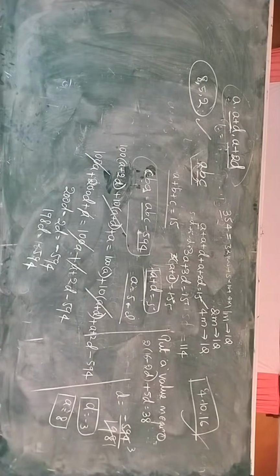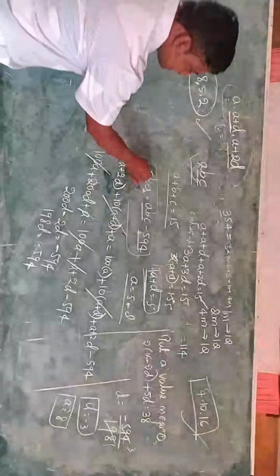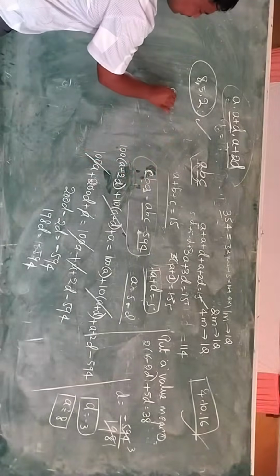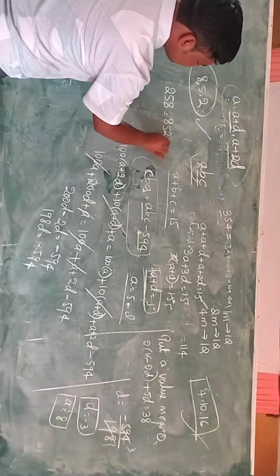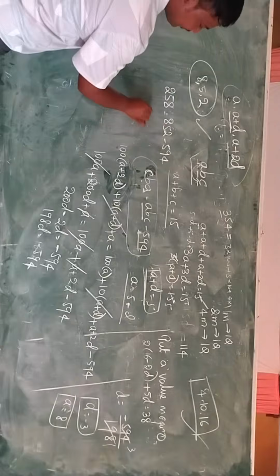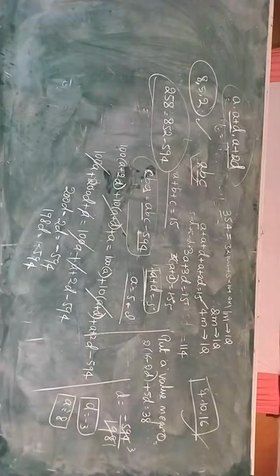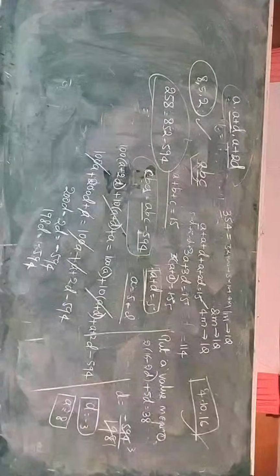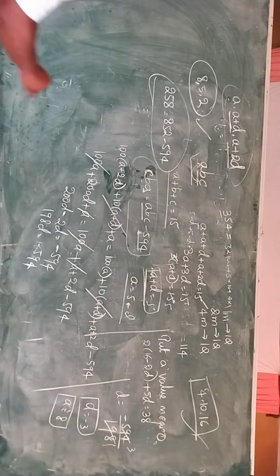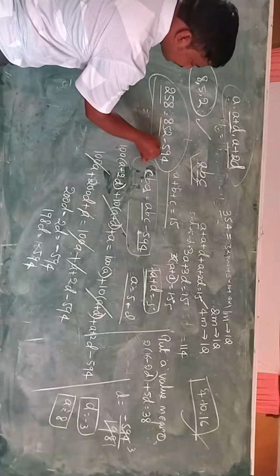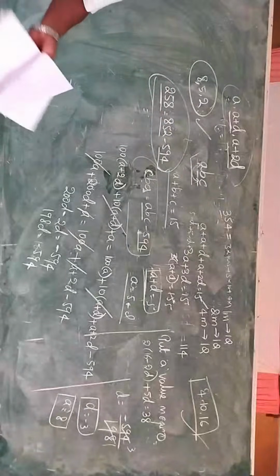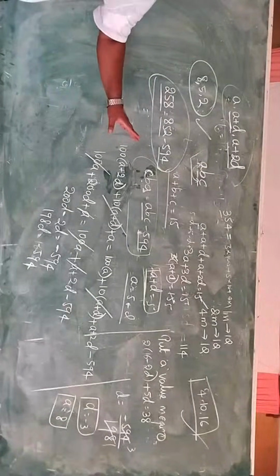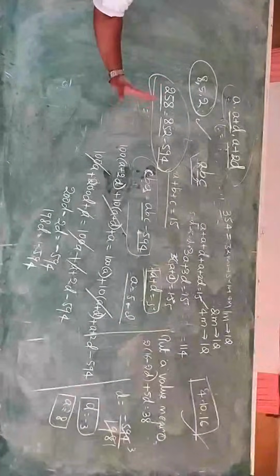After that you can cross verify also. CBA means what? 258. 258 is equal to 852 minus 594. You will get the same answer. Cross verify, simplification, verification. 852 minus 594, you will get 258. So your answer is correct. Hope you can understand this. So any doubts here? Any doubts?